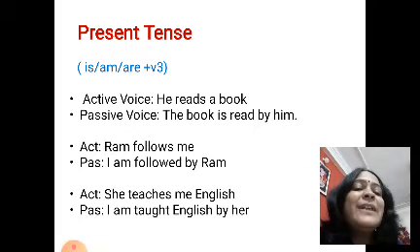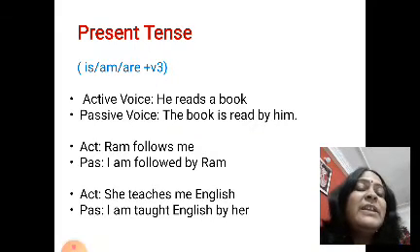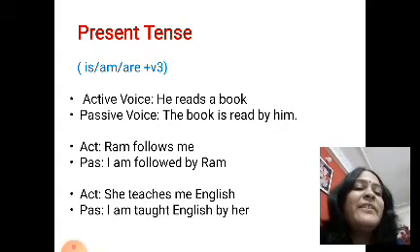In the third sentence, she teaches me English. We have to change the object here into the subject. Me will change into I, and then naturally what will we use? I with am. And what is the third form of teach? Teach is taught. I am taught English by her. She changes into her. So this was about the present tense.